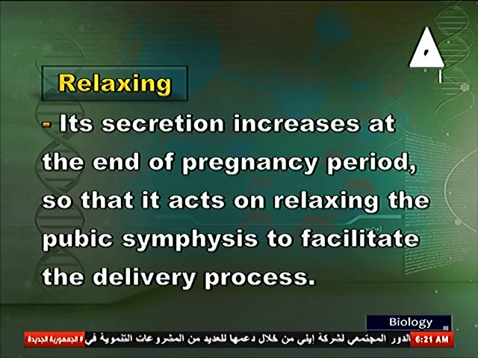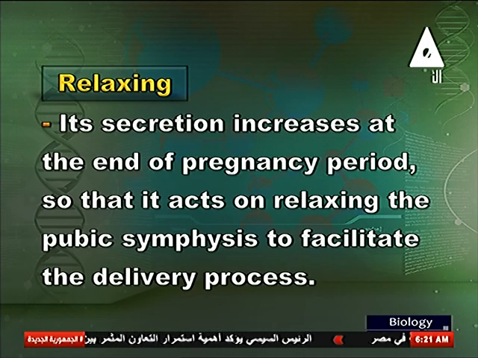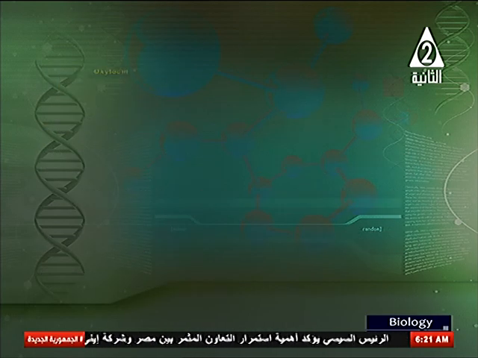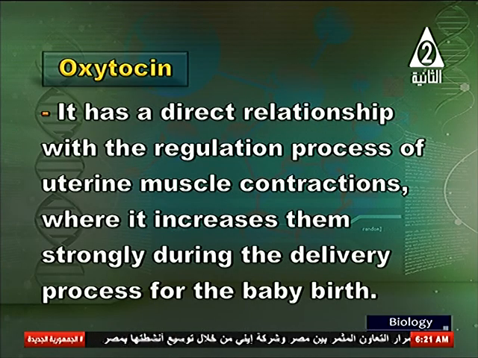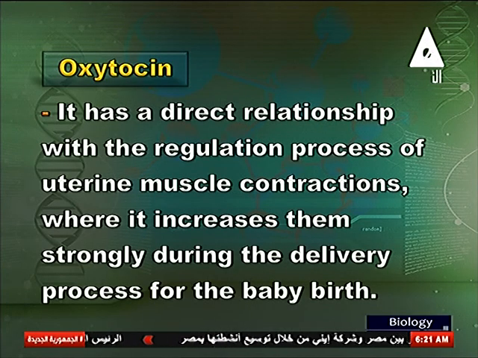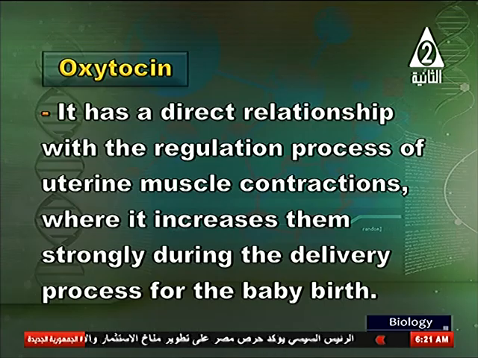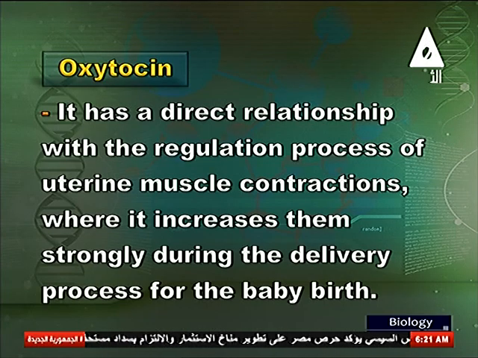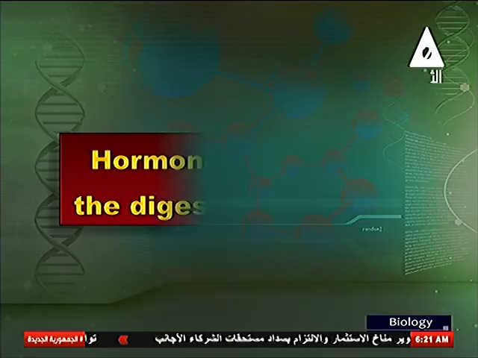Relaxing hormone secretion is increased at the end of the pregnancy period, so it acts on relaxing the pubic symphysis to facilitate the delivery process. Oxytocin hormone has a direct relationship with the regulation of uterine muscle contractions, where it increases them strongly during the delivery process for the baby's birth, the labor process.